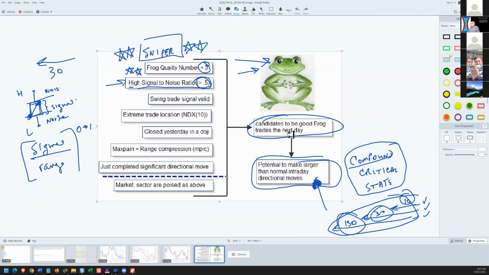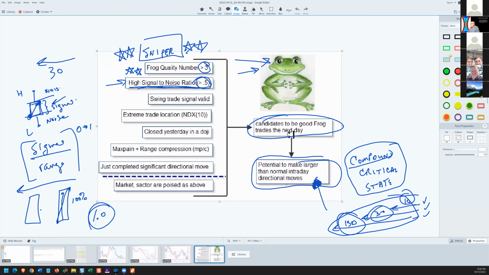What we want is something that has a high signal to noise ratio, all other things being equal, because that means it's making large intraday directional moves. So a price candle that looks like this, that opened at the low of the day and that did nothing but go straight up and closed at the high of the day, that would be 100% signal. It was all directional. There was no noise whatsoever. So if over the last 30 days it always did that, it would have a signal to noise ratio of 1.0. You can't get any better than that.